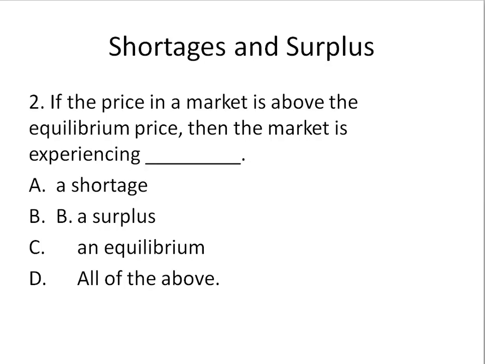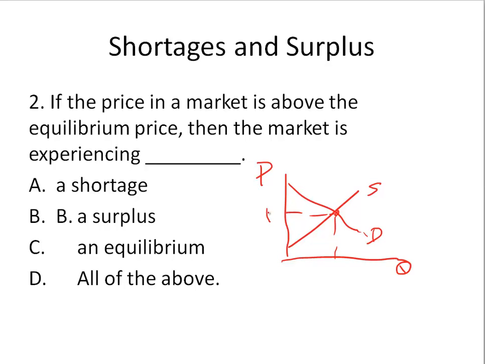Shortages and surpluses. The general idea here, I'm going to do it in red, so let's draw our curves. Here's quantity, here's price. Here's the supply curve, here's our demand curve. Equilibrium price is where the two curves cross. So if the price is above equilibrium, we have a surplus. Firms are willing to sell more than what people want to buy. If the price is below equilibrium, we have a shortage. People want to buy more than what's available.